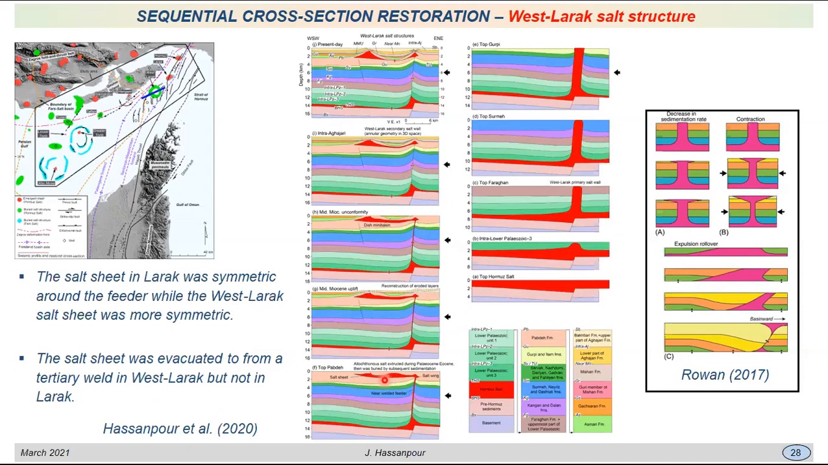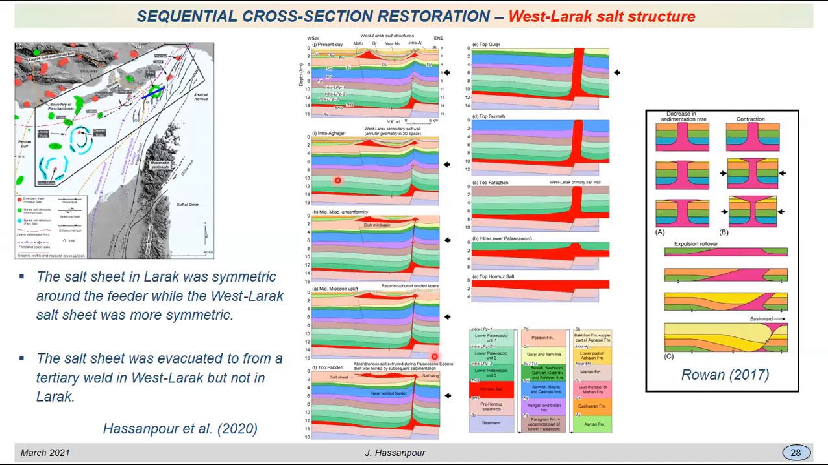So in addition to the symmetry of the salt sheet in the Larak and its asymmetric shape in the West Larak, the other difference is that the salt sheet in the case of the West Larak has been subsequently loaded and evacuated to source this secondary salt structure, which is in the form of a ring salt wall in 3D space, and in 2D it's characterized by two bodies of salt separated by this secondary mini basin, which is a dish mini basin.